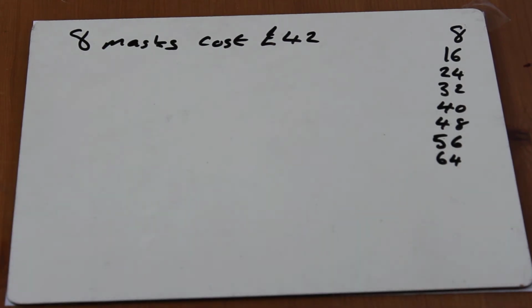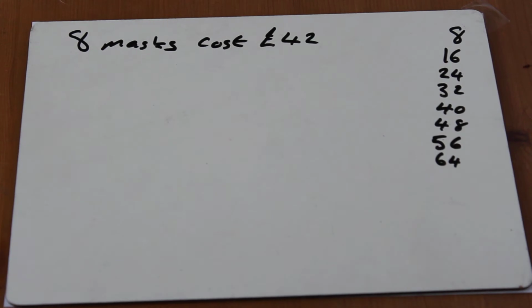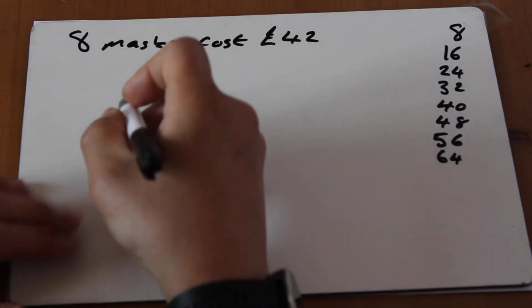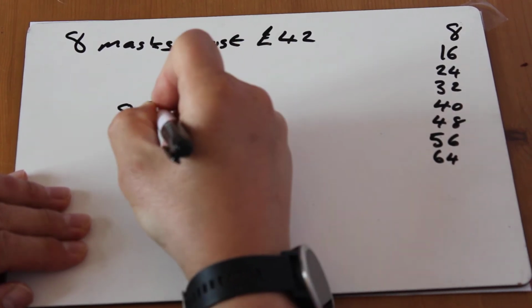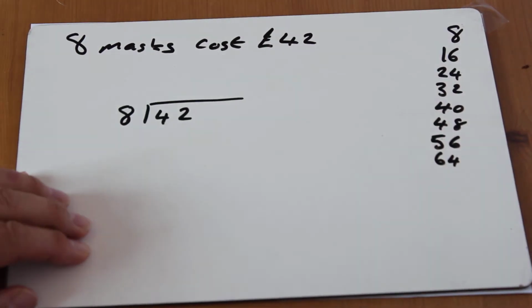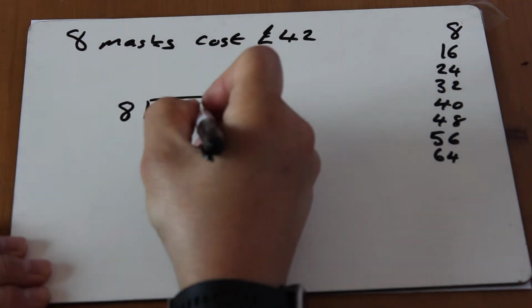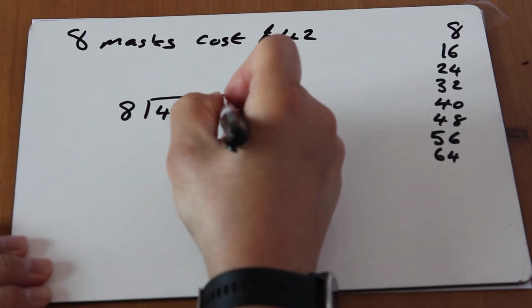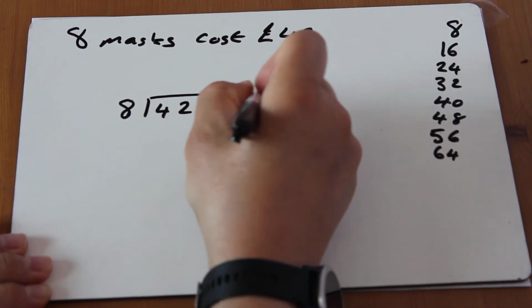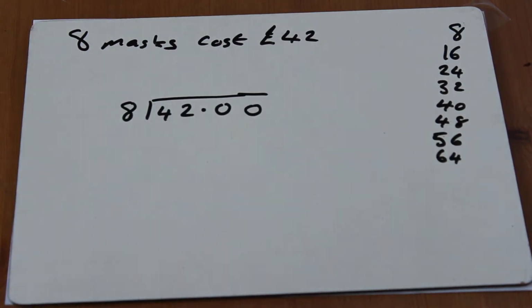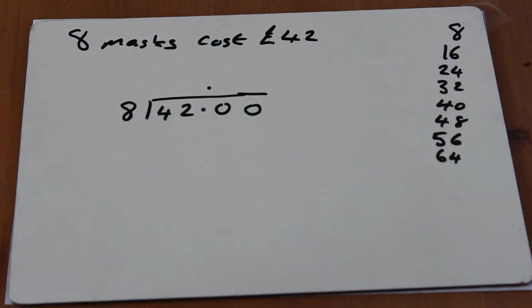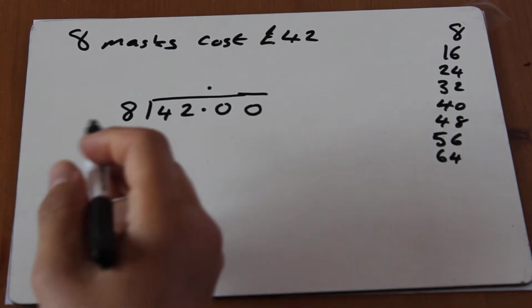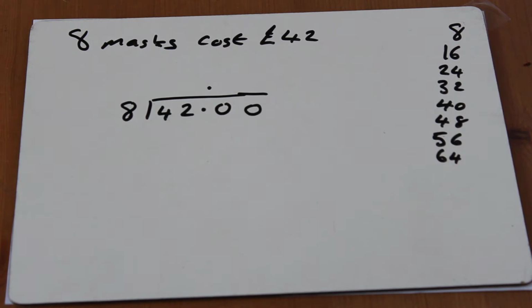I need to set up my division sum. You have squared paper to work on, I don't. So the 8 goes outside and then on the inside goes my 42, and I'm going to write this as pounds and pence. So I'm going to put a decimal point and add 2 zeros on the end. The first thing I'm going to do is put my decimal points above each other. Try and keep the decimal point in a square of its own. So now I'm going to do 8s into 42.